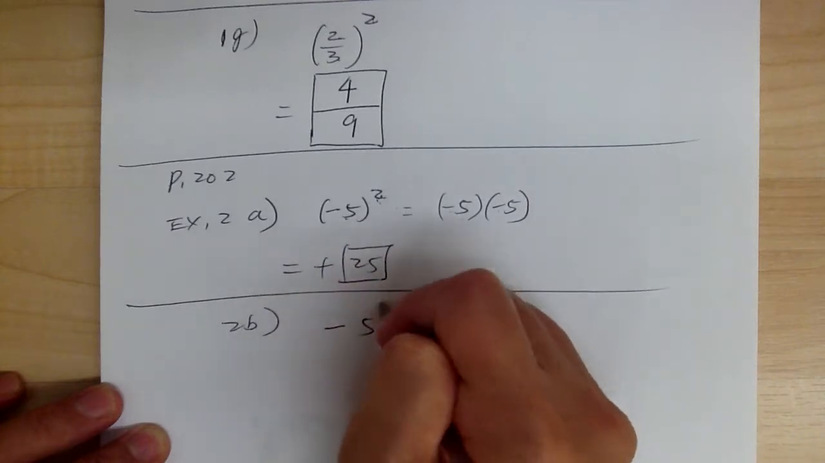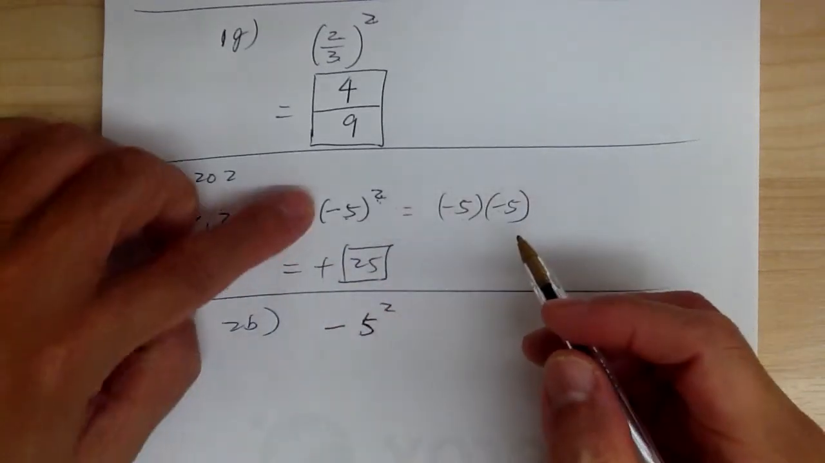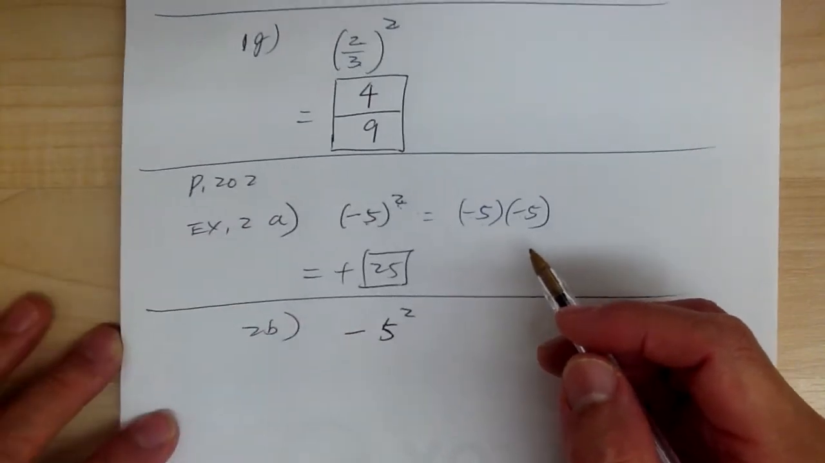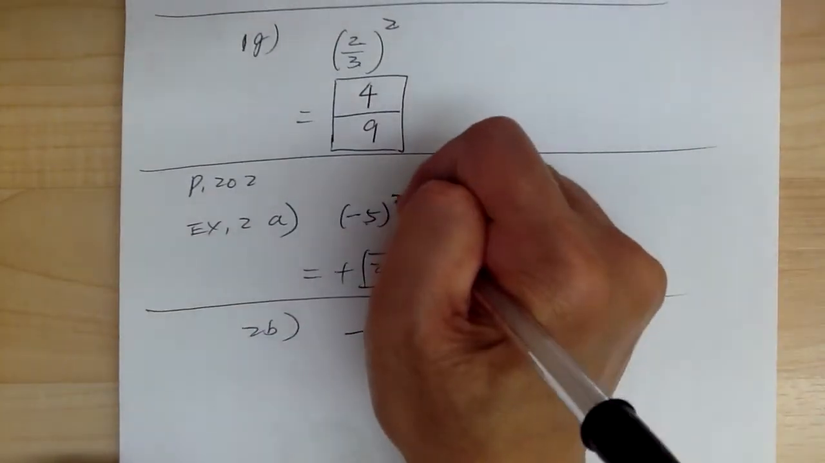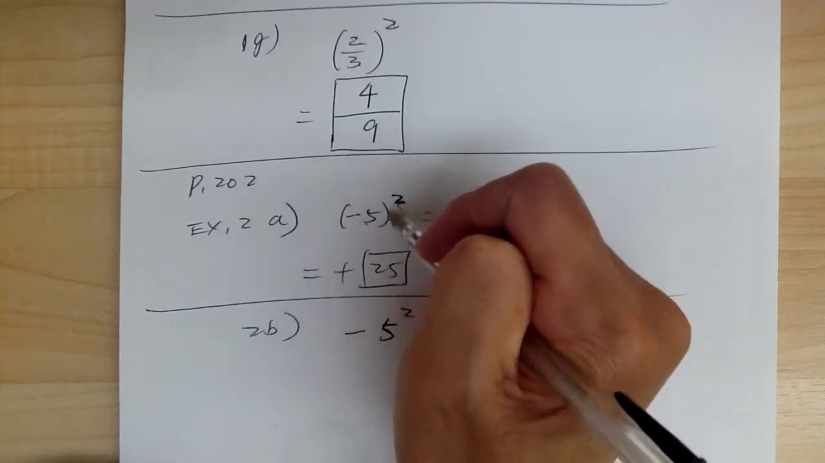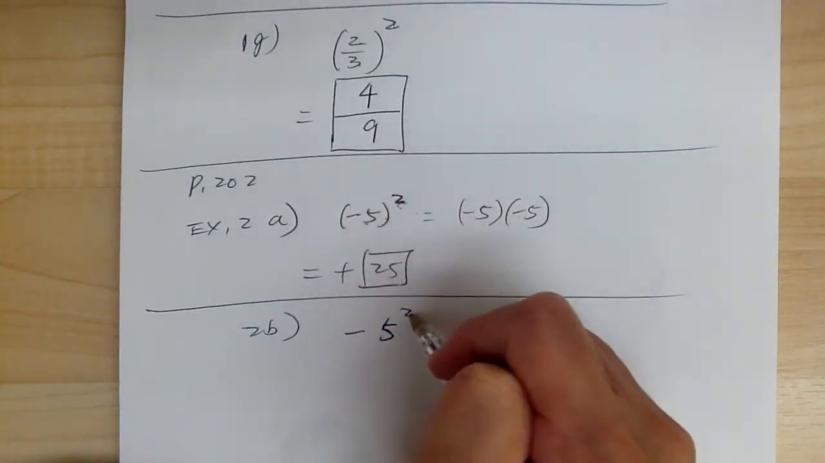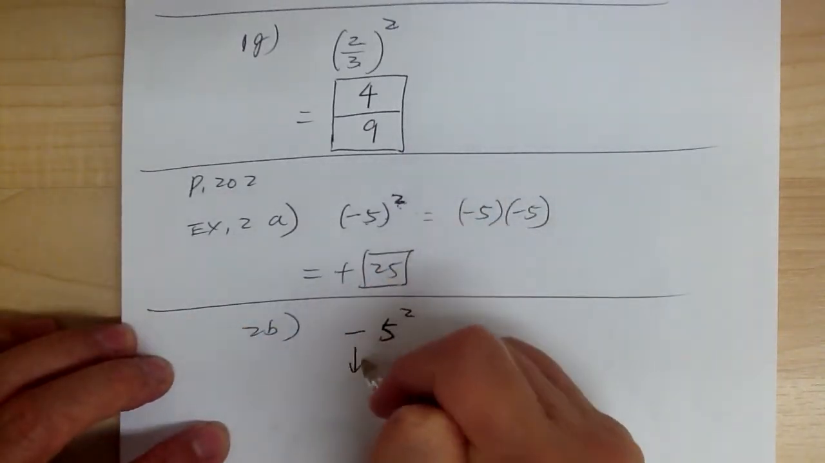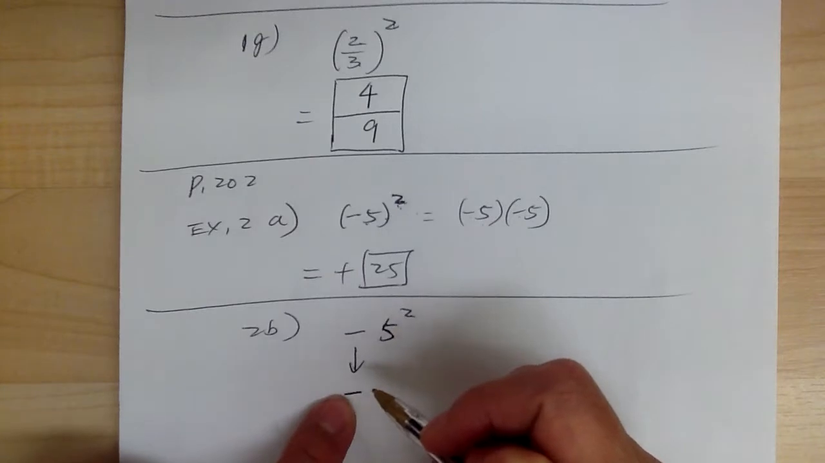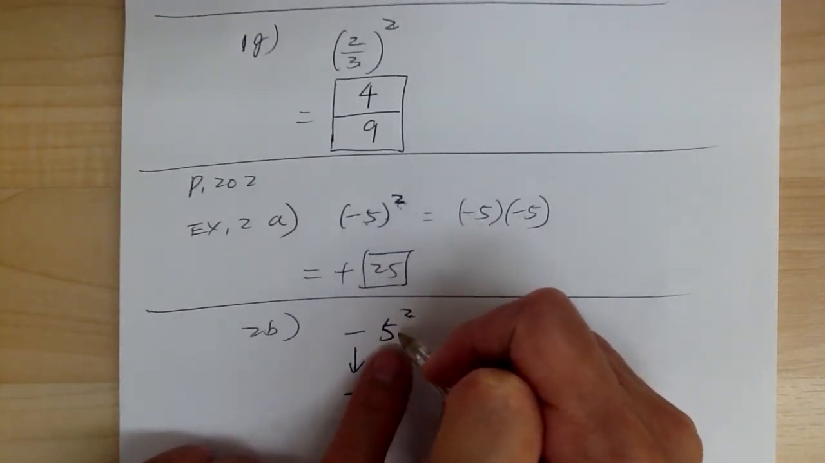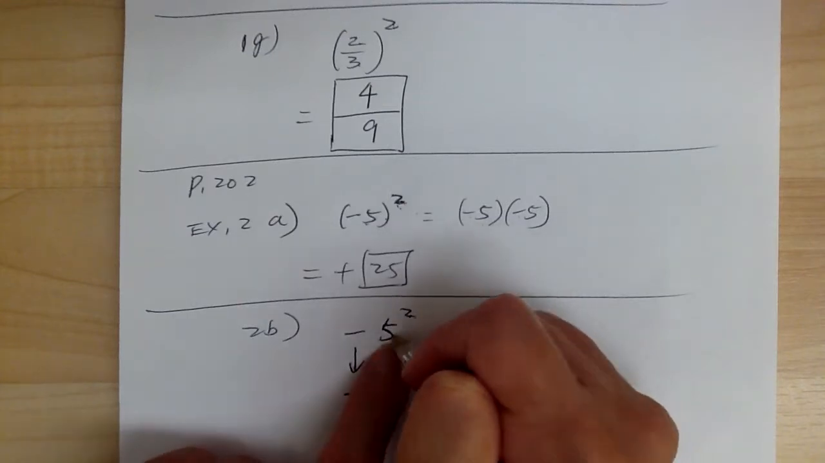Now, you have to be careful with this. Notice this has parentheses. This one does not. So make sure you pay close attention to exponents. Remember, the exponent is for what is immediately before it. So this exponent is for the parentheses, whereas this exponent is only for the 5, not for the negative. So this one does not get the exponent. So this one you keep as negative. Again, the exponent is for what is immediately before it. So the exponent is only for the 5.